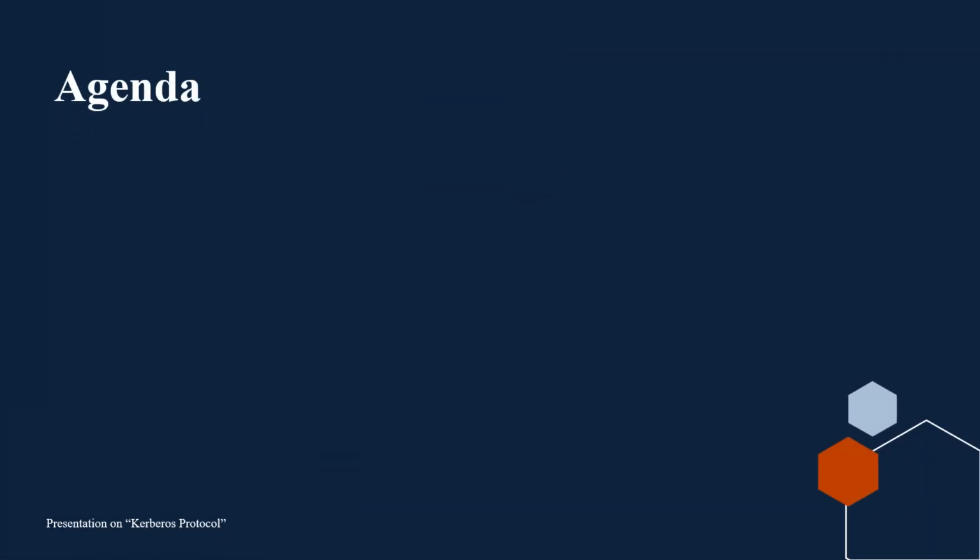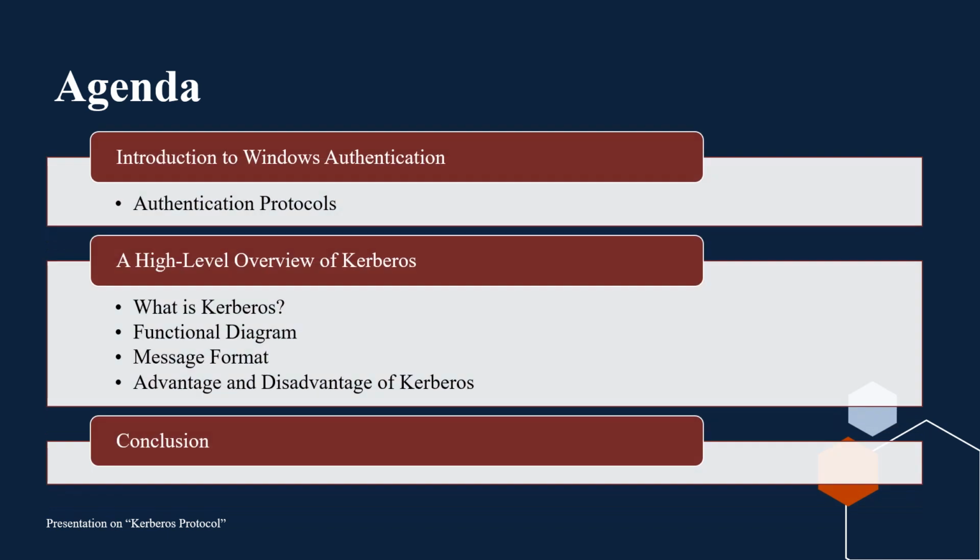I will start my discussion with an introduction to Windows authentication, what kind of protocol it uses, its vulnerabilities. Then I will look into a high-level overview of Kerberos, its functional diagram, messaging format, advantages and disadvantages of the Kerberos protocol, and finally I will conclude this presentation and take your questions.